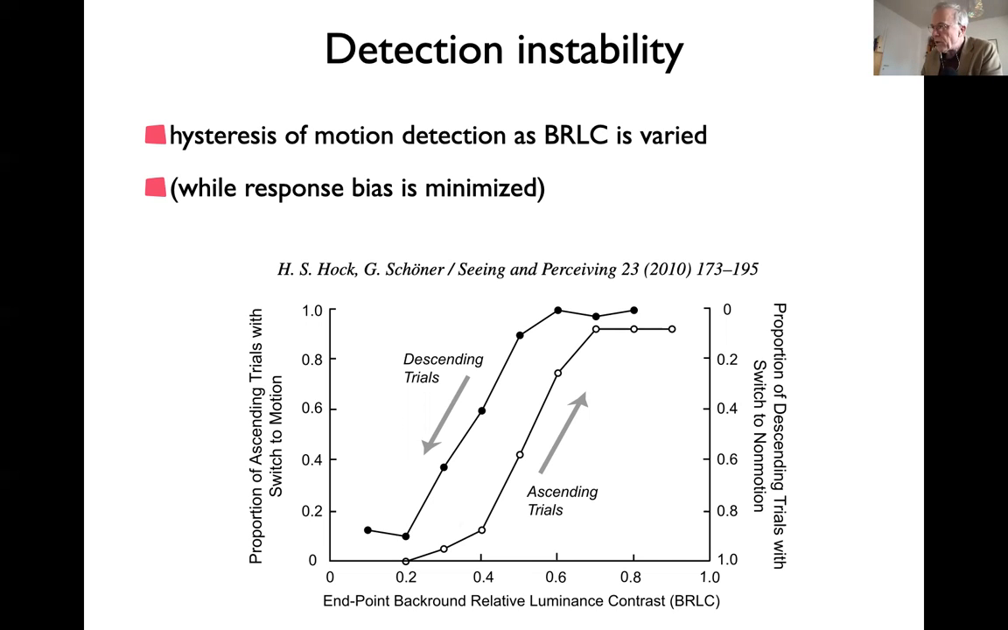We're also using a so-called modified method of limits, where we're not asking people to report all the time what they see. We go through a sequence of stimuli that end at different endpoints, and they end surprisingly. It's all randomized, so it suddenly ends, and you just have to say what you saw last. From that you can ask different kinds of questions, and we can reconstruct these probabilities of switching.